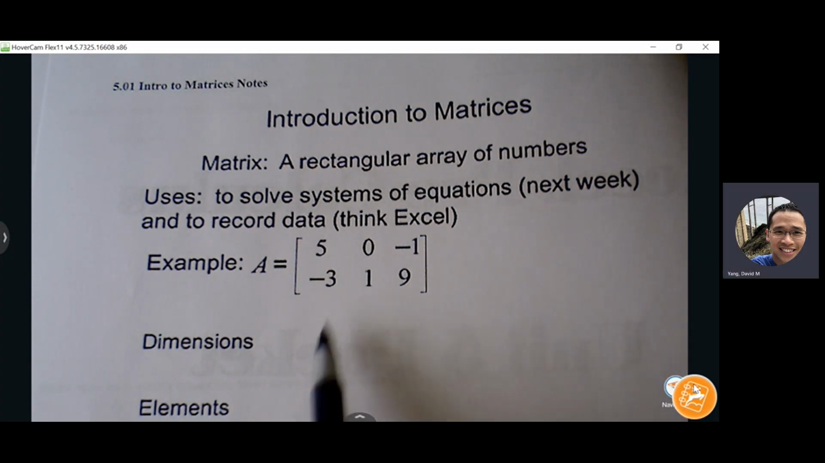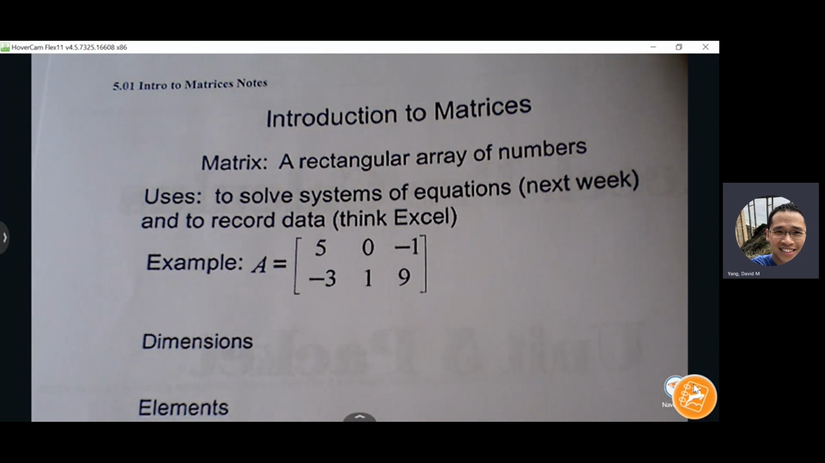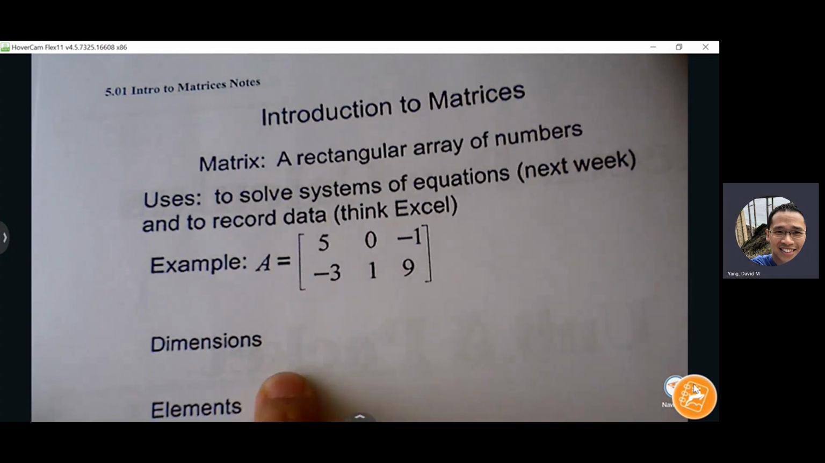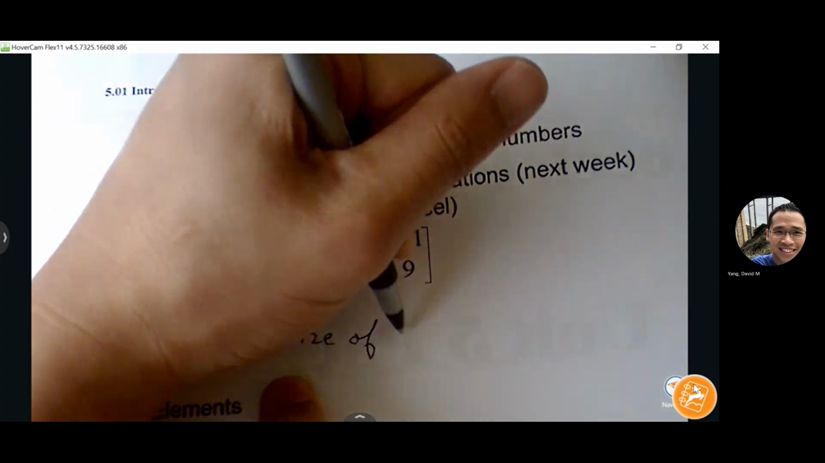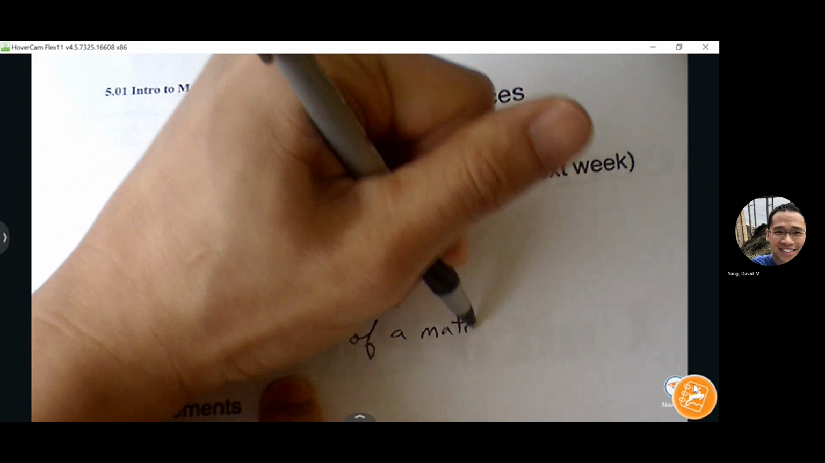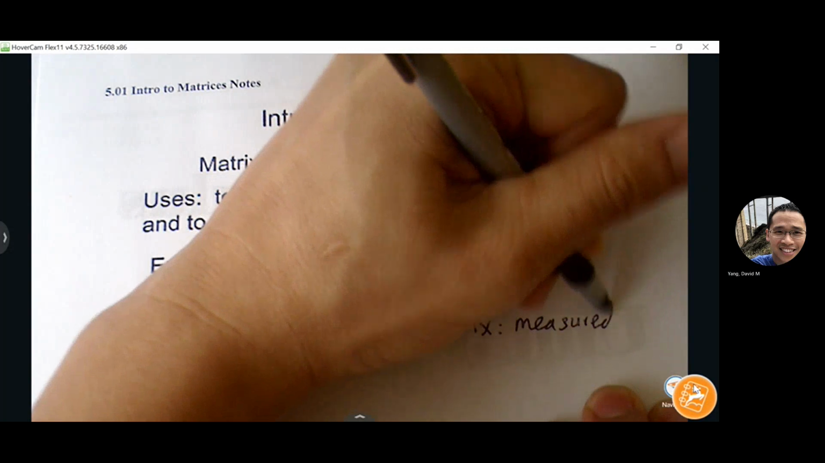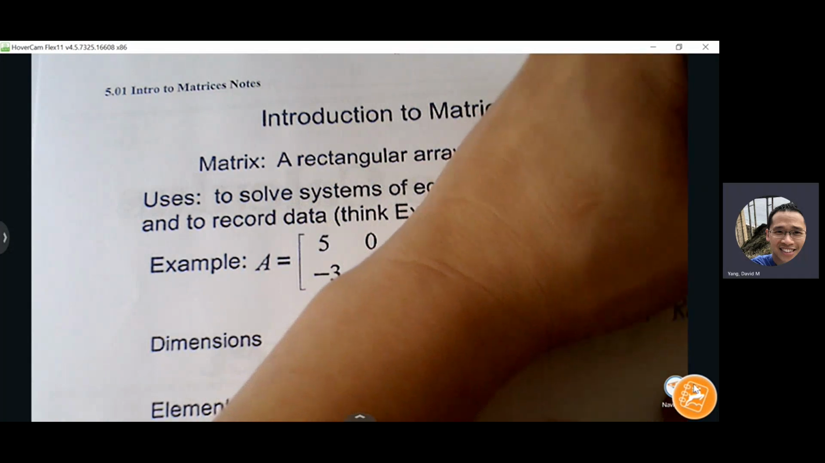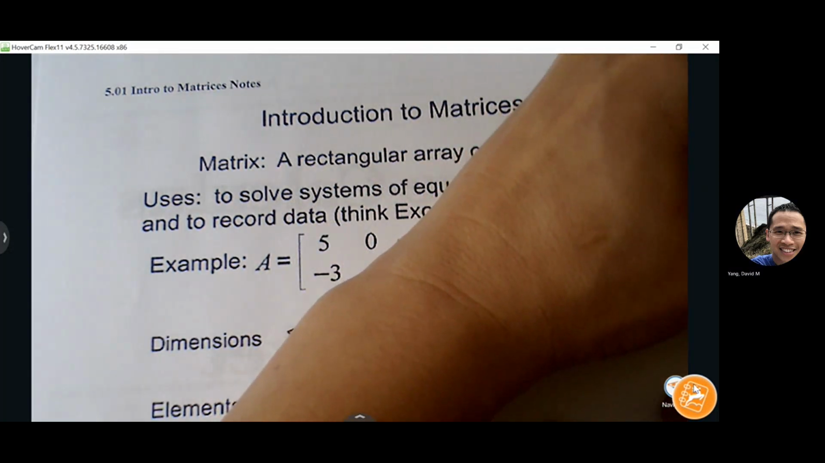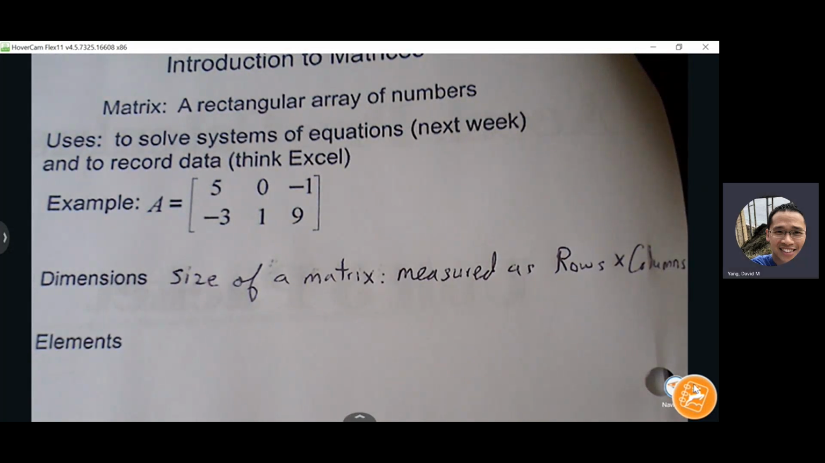Okay, so here's an example of a matrix. This is a 2x3 matrix. And that's the dimension of this particular matrix. So we can say dimension is the size of a matrix, measured as rows followed by columns. So rows go from left to right, and columns go from top to bottom.